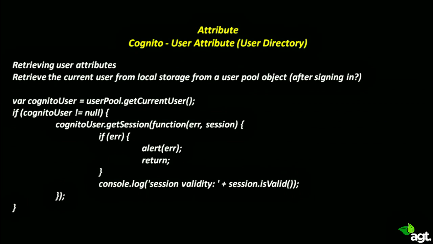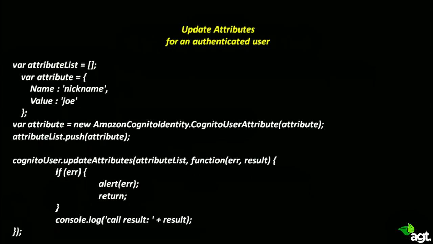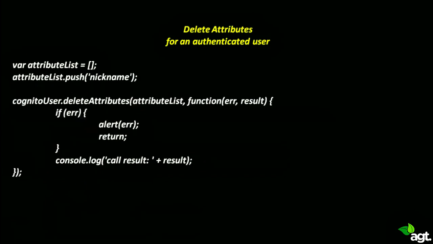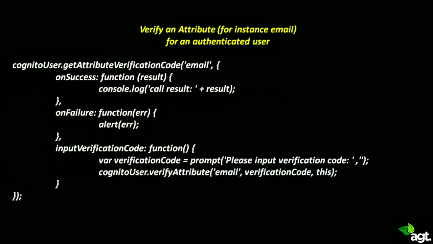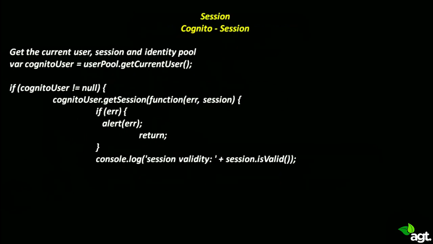And the attribute mode means retrieving user attributes. Retrieve the current user from local storage from a user pool object after signing in. So this is the code. And update attributes for an authenticated user. This is a sample code. And delete attributes for an authenticated user. You just concentrate on this code. Then verify an attribute, for instance the email process. For that process you need to understand the code.